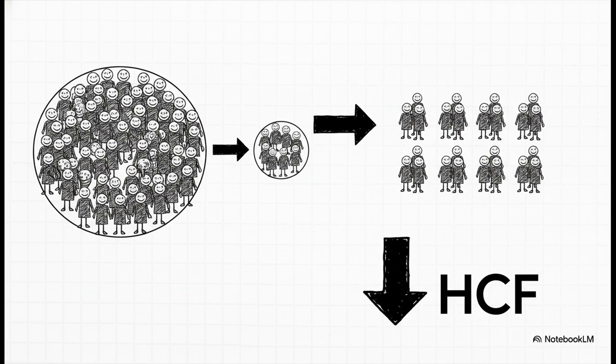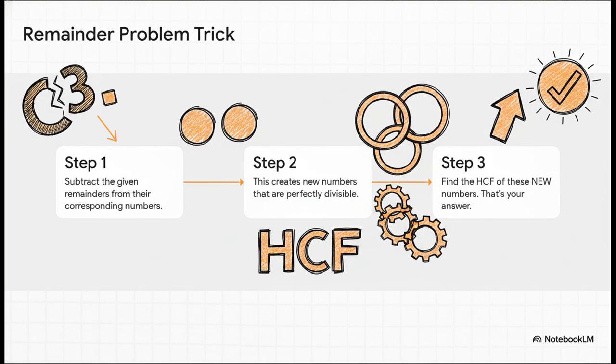You find the HCF. Okay, and what about those super annoying remainder problems? Well, the secret is to just get rid of the remainder first. It's a simple 3-step process. Step 1, subtract the remainder from its original number. Step 2, now you've got new numbers that are perfectly divisible. And step 3, what do we find when we need the greatest number that divides other numbers perfectly? The HCF. You just find the HCF of your new numbers, and that's your answer.